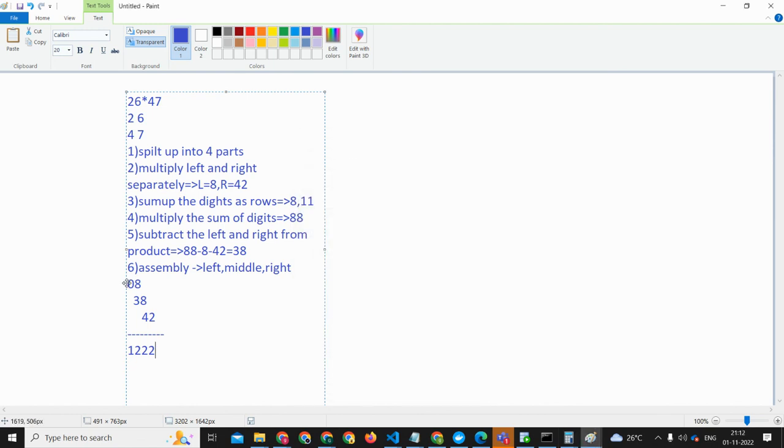So now the arrangement is correct. What I was trying to say, to make it easy, is that in the first row you put the left part, and then you do an actual gap of 1 digit.